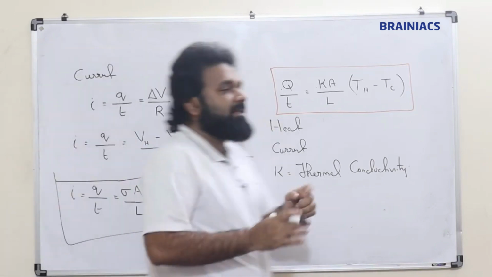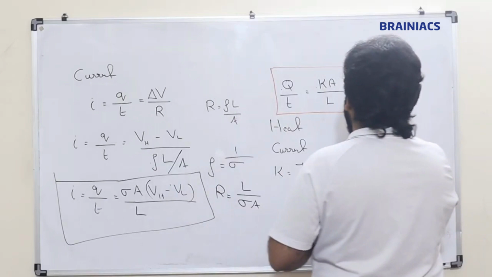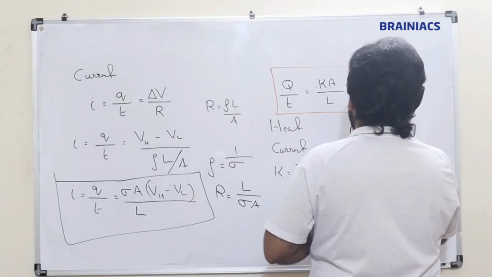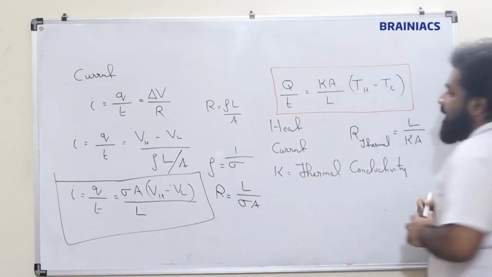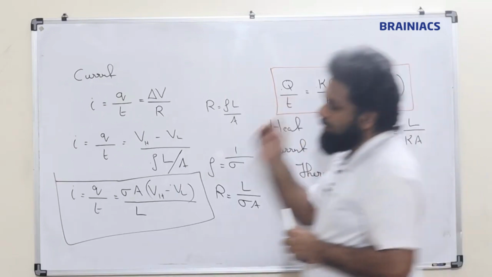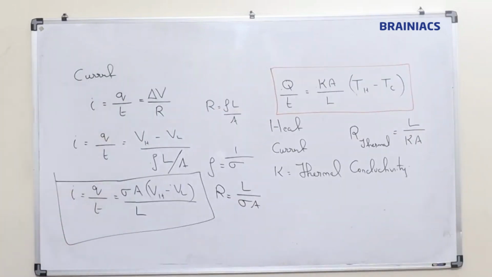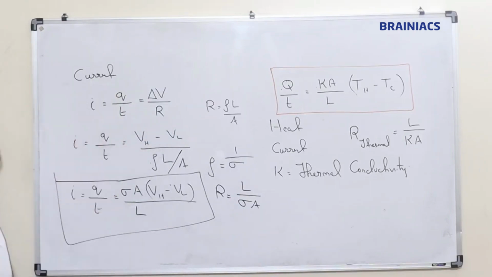So here we can say the thermal resistance R will be how much? This is actually L by KA. So the similarity is there, a lot of similarity. Both are similar, so we can take this analogy. Clear? Shall I erase this? Note it down.